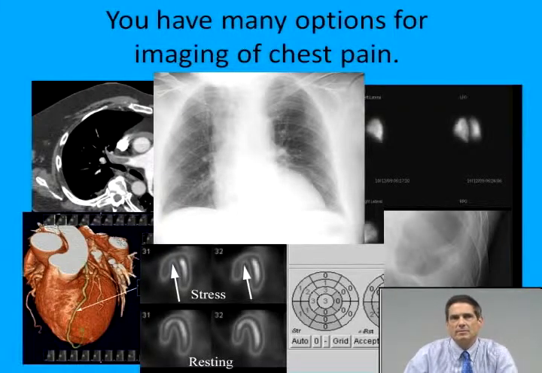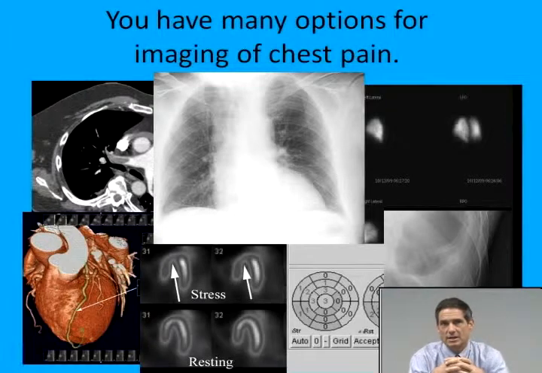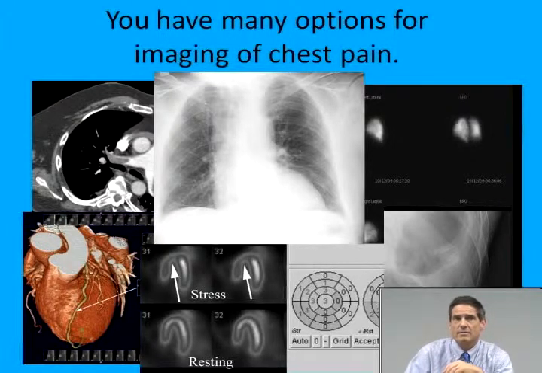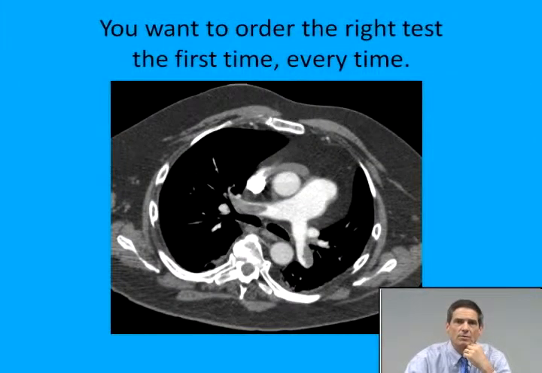You have a lot of options for imaging chest pain, and you're not even really limited to what's here: CT, plain films, nuclear medicine studies of the lungs, the ventilation perfusion study, nuclear medicine study of the heart, myocardial perfusion study, plain films of the ribs, CT angiography now of the coronary arteries. There's a lot of different kinds of studies that you can do for patients with chest pain. And of course, at the same time, you want to order the right study the first time every time. And so my job today is to tell you what study to order for your patient with chest pain.